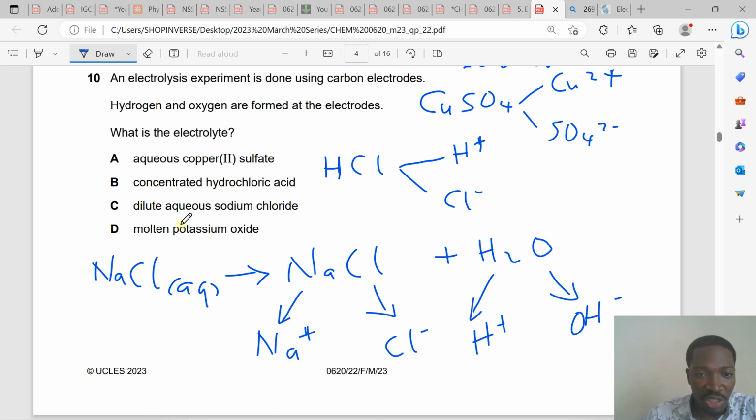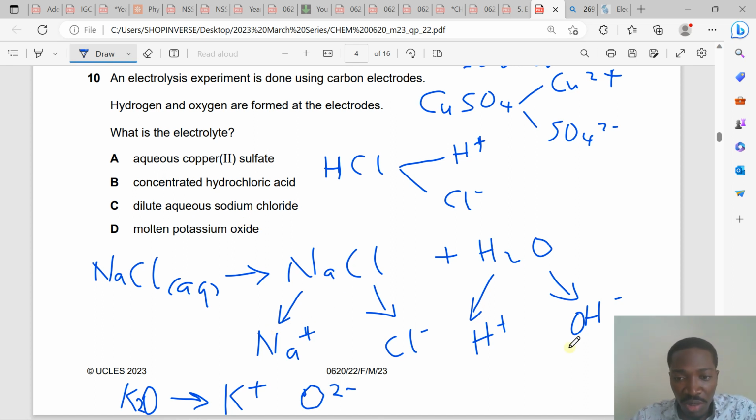Then the last one is molten potassium oxide, K2O. That will give potassium ion, and when this one dissociates, we have O2-. Okay, and we are told that an electrolysis experiment is done using carbon electrodes, and hydrogen and oxygen are formed.